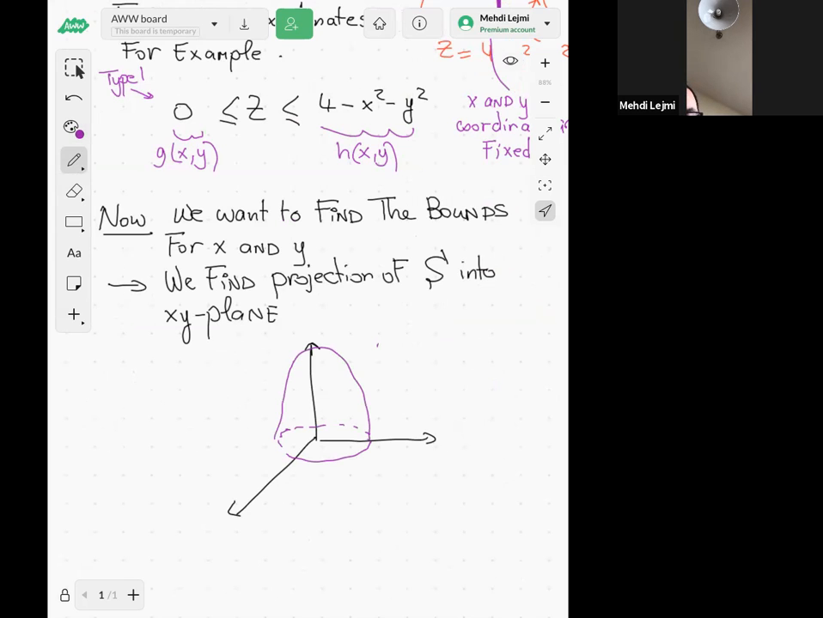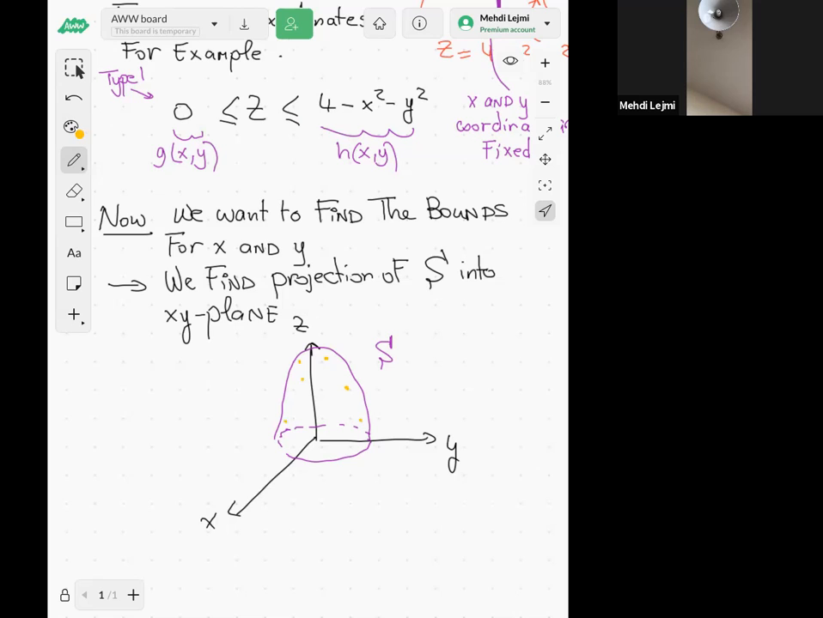Right, this is supposed to be our solid S. Okay, so what do I mean by projection of S into the xy plane? So of course, here's my x, y, here's my z. So what we do, guys, is the following. You are supposed to take all the points of S. So for example, you take this point in S, or this one here, or this one here. Okay, you are supposed to take all the points in S, right?